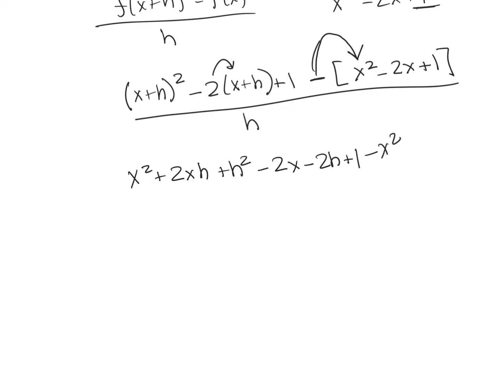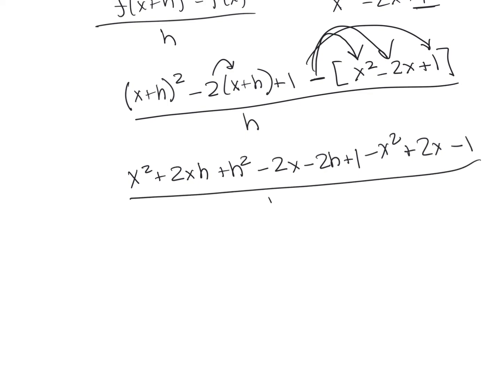Minus x squared plus 2x minus 1. Fun fact, if you did this correctly, when you cancel everything out, you should only have things with h's left. If you have something that doesn't have an h in it, then you did something wrong. So, x squared minus x squared. Negative 2x plus 2x. Plus 1 minus 1. And you'll notice that everything I have left has at least one h in it.